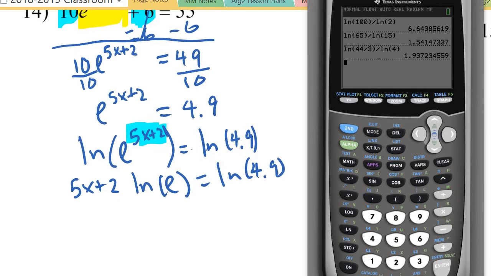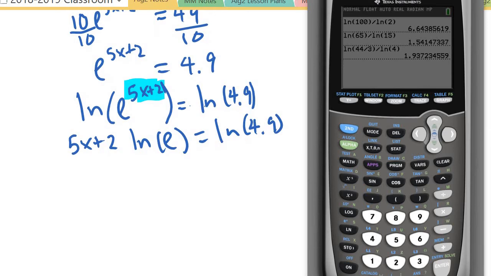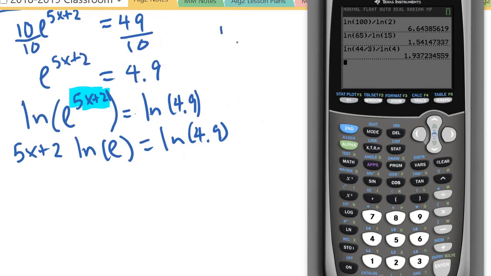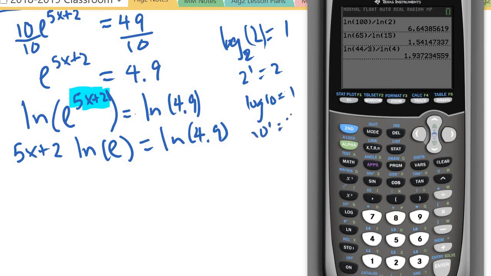Okay, so in one of our classes, we talked about ln e, just like you would do log base 2 of 2. The answer was 1 because 2 to the power of 1 is 2, okay? The same thing: log base 10 of 10 is 1 because 10 to the power of 1 is 10. Okay, now we have log base e of e. This is ln. This guy right here is ln. So log base e of e is also 1 because e to the power of 1 is e.